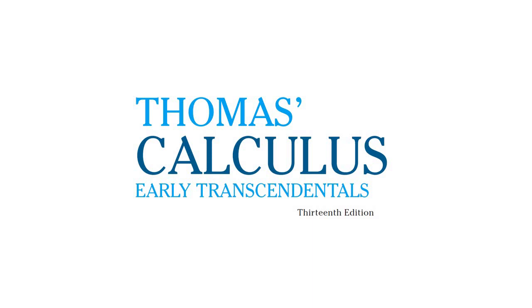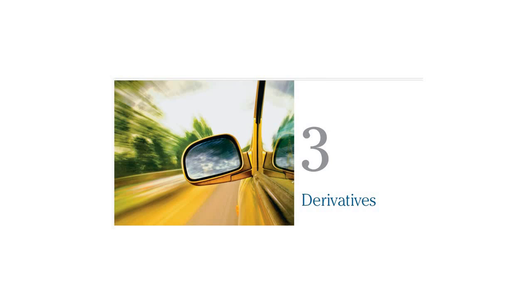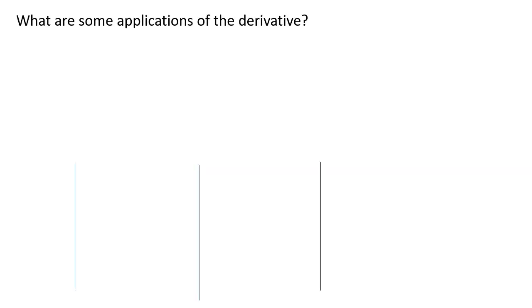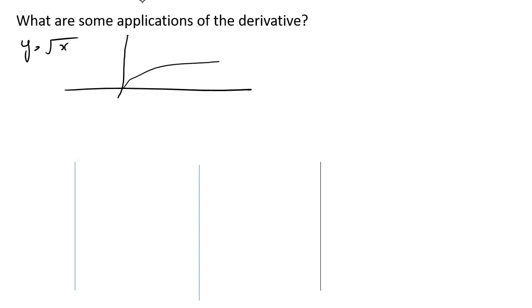The examples are taken from Thomas's calculus book, chapter 3, and let's look at some applications of derivatives. Let's say we have a function y equals square root of x. If we draw this function, we'll see that it is of this nature, with x and y axes, and this is y equals square root of x.